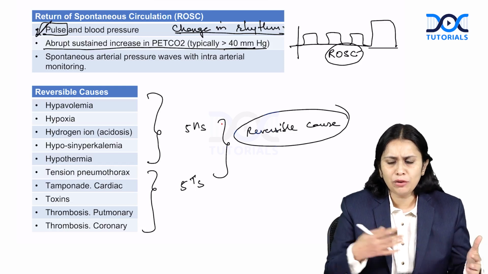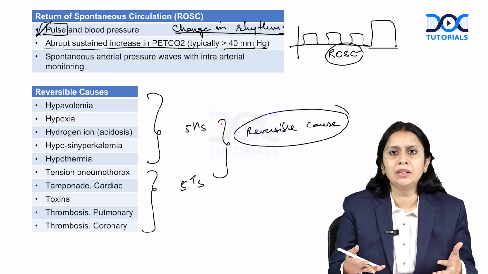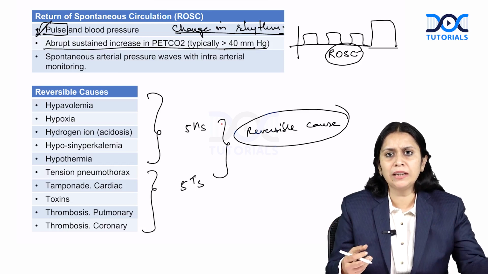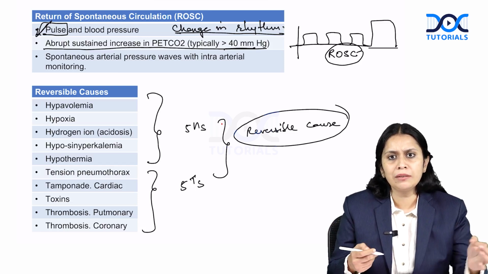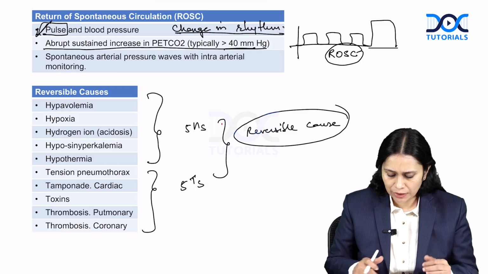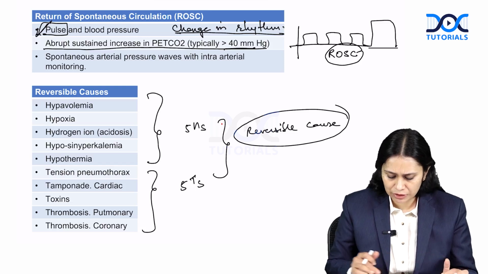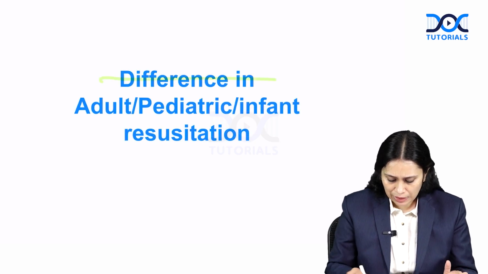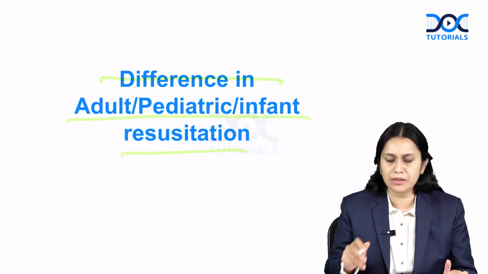So if you are resuscitating and you are not getting the result, always send the investigation and look for a reversible cause. Got it? Okay, now the next thing which I want to discuss with you is the difference between adult, pediatric and infant resuscitation.